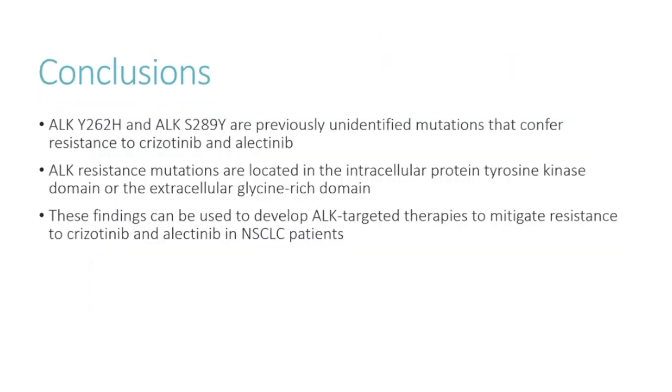Therefore, we can conclude that the previously unidentified ALK Y262H and S289Y mutations in the H322M cell line may confer resistance to both crizotinib and alectinib by causing constitutive activation and overexpression of ALK and subsequently non-small cell lung cancer initiation and progression despite ALK inhibition by these drugs.